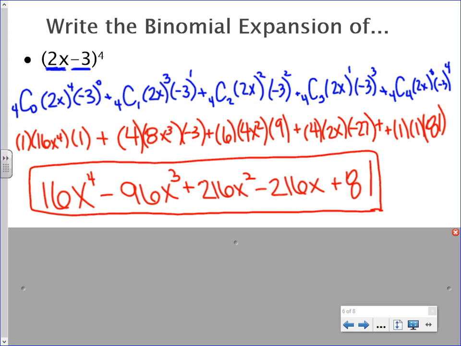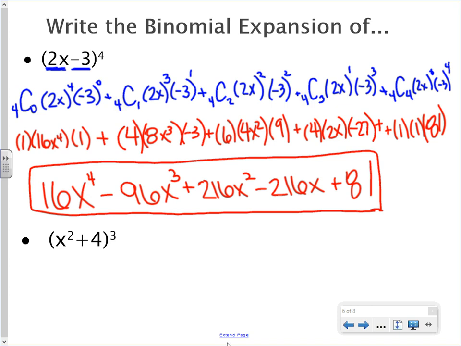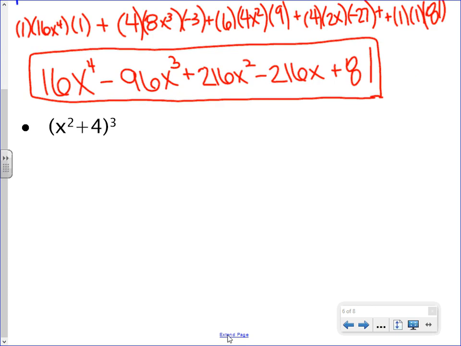All right, I am going to give you 2 minutes to write this down and just set up each term. Don't figure it all out. Just write it down and set up each term.